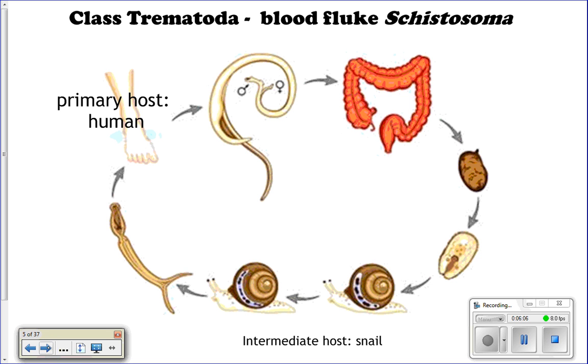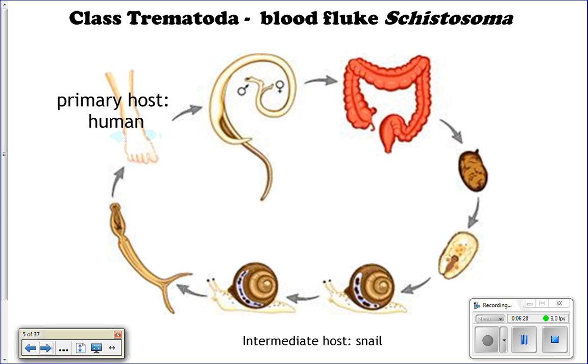Gross. So here's your life cycle so you can see. They burrow into your foot or whatever it is. When they're ready to mate, they go into your intestine. You poop out all of the fertilized eggs, they make it into the snail, and the snail helps them to grow up so that they can get back into your foot.